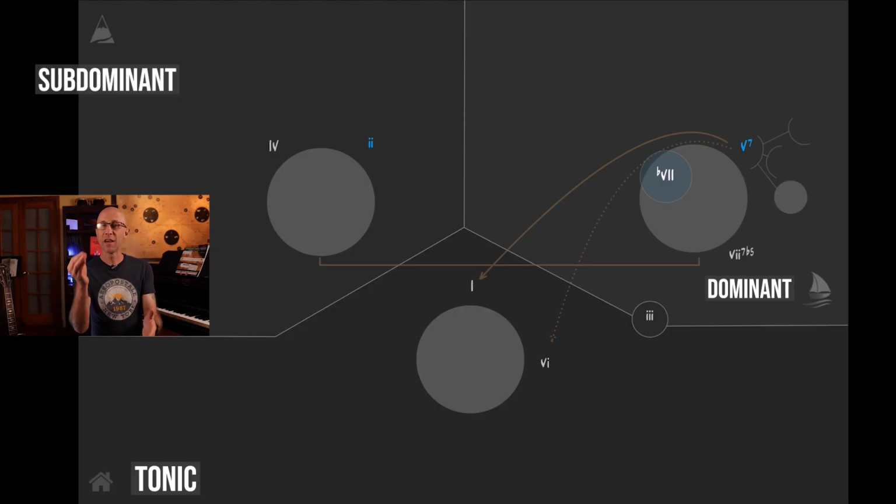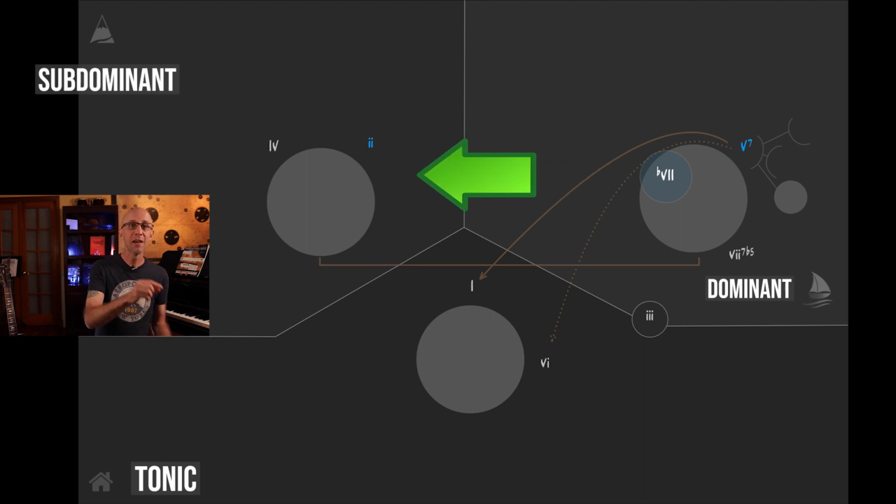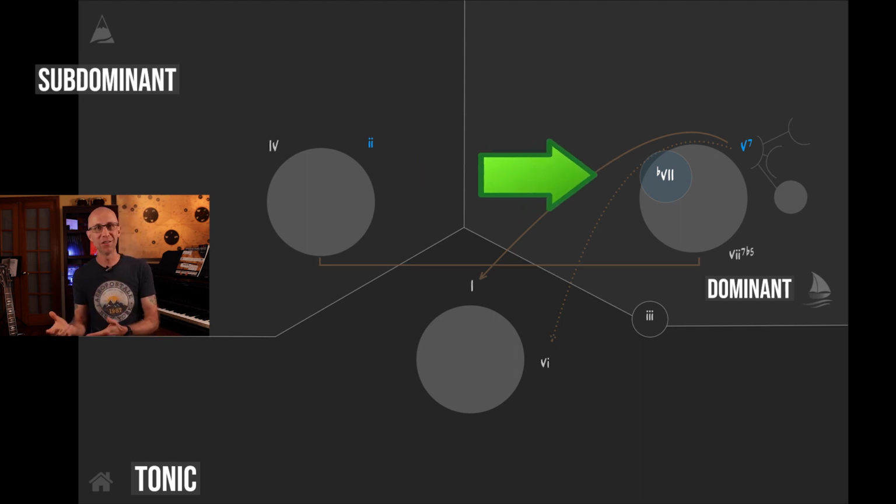So the flat 7 is an imposter chord. It poses as a dominant, but it is actually a subdominant. Not only that, it's a modal interchange chord that could not only be borrowed from the minor mode, but from other parallel modes as well. Even more, it's as effective when used to precede a subdominant as it is to follow a subdominant.